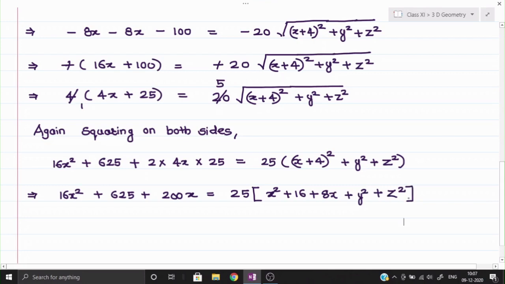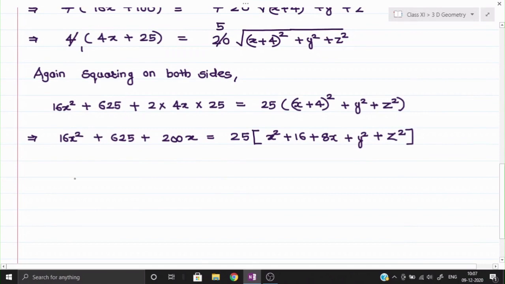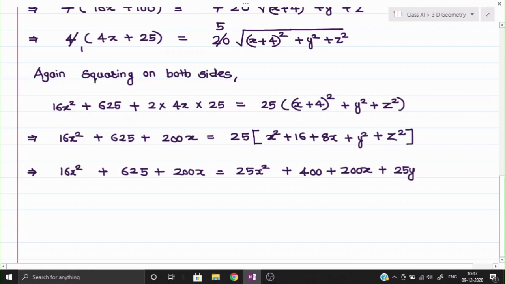Okay, now 25 I am going to multiply inside. So the LHS I am copying as it is here, 625 and then plus 200x is equal to 25 x square. 16 into 25, I think it can be written as 400, plus 400 plus 25 into 8, that is 200x, and 25 y square plus 25 z square. 200x and 200x will be cancelled.